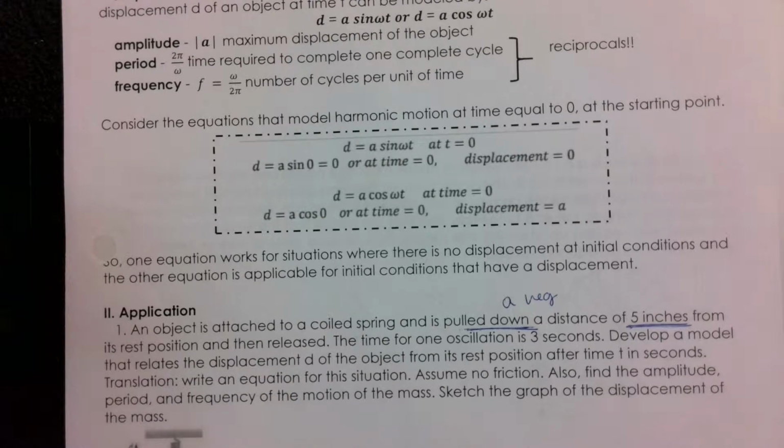The time for one oscillation, so that's one cycle, is 3 seconds. Develop a model that relates the displacement d of the object from its rest position after time t in seconds. So basically just write an equation for the situation. Assume no friction. Also find the amplitude, period, and frequency of the motion of the mass. Sketch the graph of the displacement of the mass.